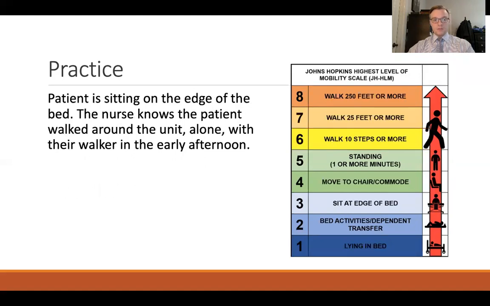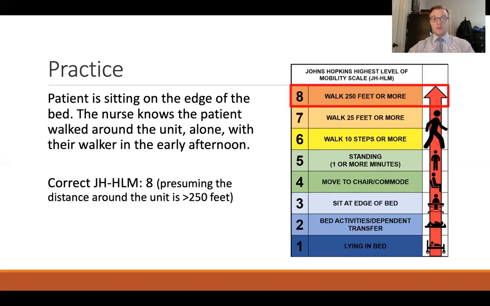How about this one? The patient is sitting on the edge of the bed. The nurse knows the patient walked around the unit alone with their walker in the early afternoon. In this case, the patient will be scored as an 8, presuming the distance around the unit is greater than 250 feet.